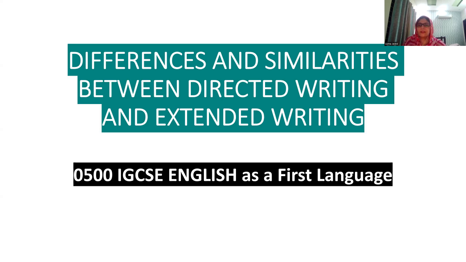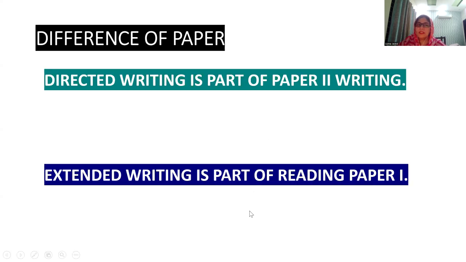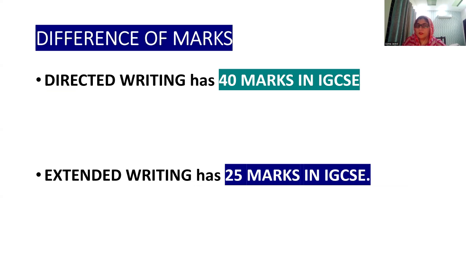So let's get started and see what the difference is between these two questions. The first difference that you have to remember is that directed writing is part of the writing paper, which is called P2, whereas extended writing is part of the reading paper, which is called Paper 1. Basically, these two questions are from two different papers. So, in the pressure of the exam, sometimes students get confused. Please don't be confused, because they are from different papers.